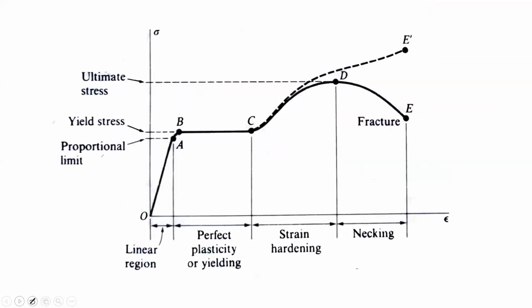So this is the diagram that we have seen. Initially, it is a linear region in which stress versus strain is linear. There is something called the proportional limit. We'll talk about this. Then there is an upper yield point, lower yield point, plastic deformation. Then there is a strain hardening region, necking region. So this is basically that diagram.